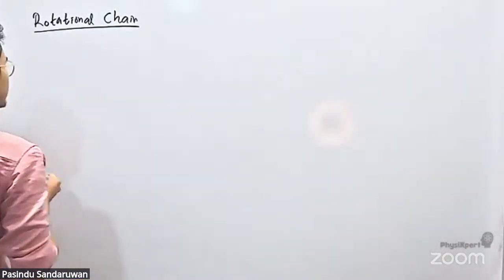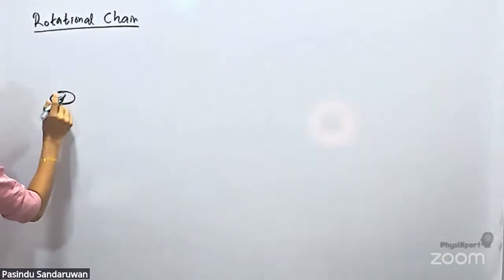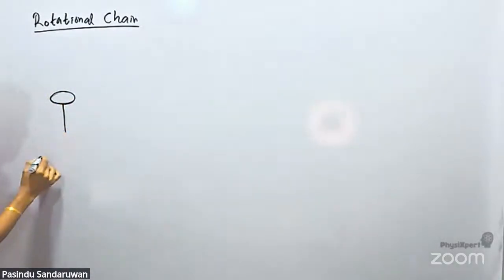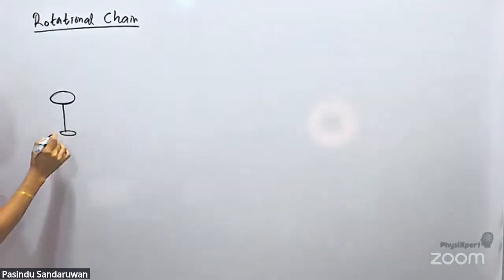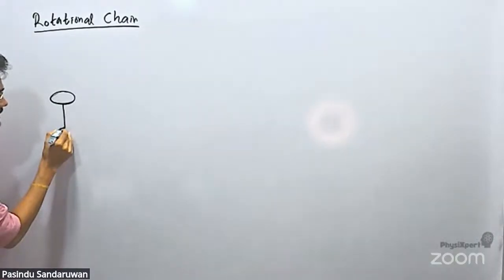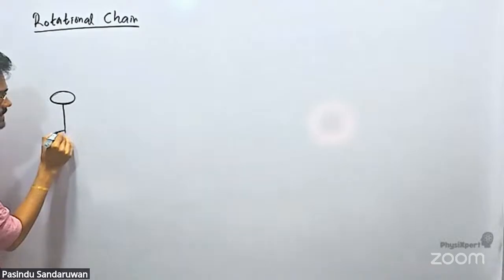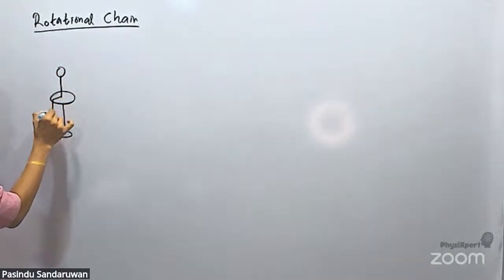It is something like this, right? Now this chair is rotatable. On this chair, a person is sitting like this. A person is sitting on the chair, right?